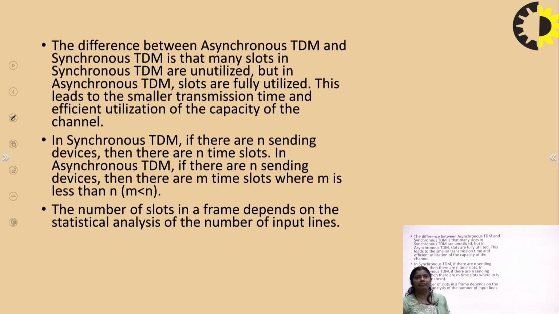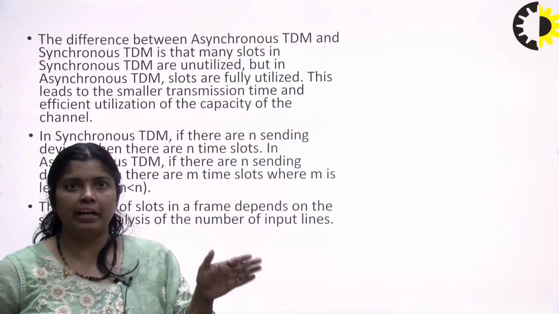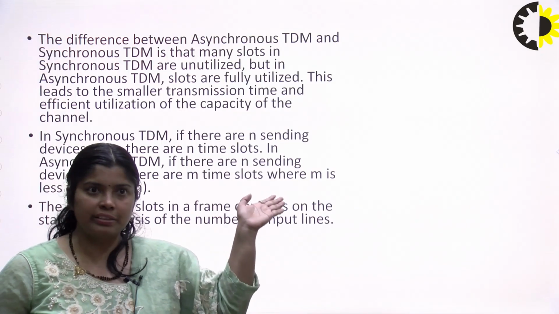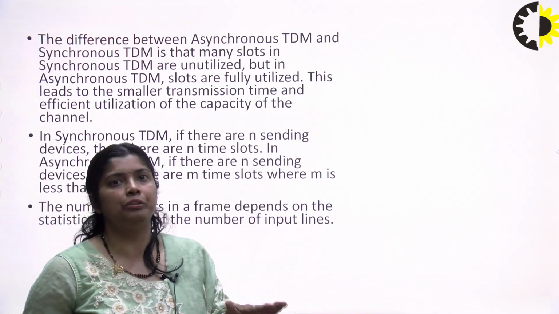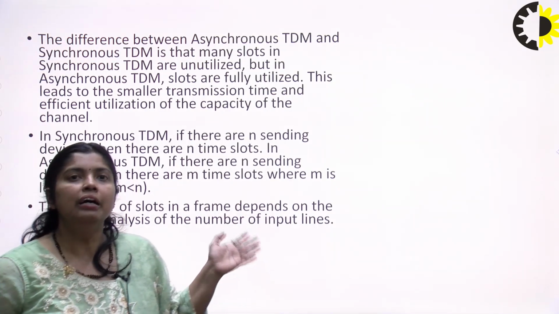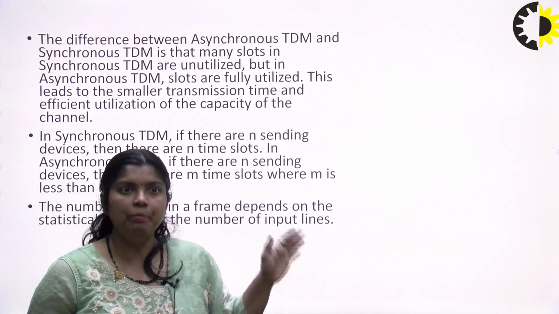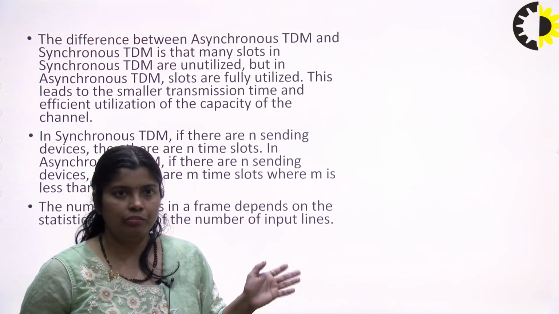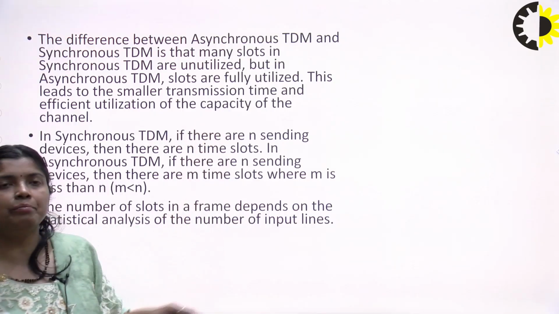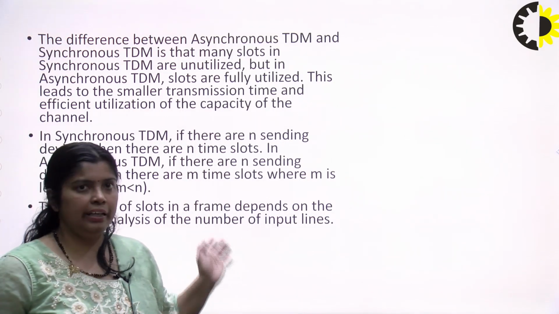So the main difference between asynchronous and synchronous TDM is that many slots in the synchronous TDM are unutilized, but in asynchronous TDM slots are fully utilized, and this leads to smaller transmission time and efficient utilization of the capacity of the channel. Fine. So this is the main difference between synchronous TDM and asynchronous TDM.